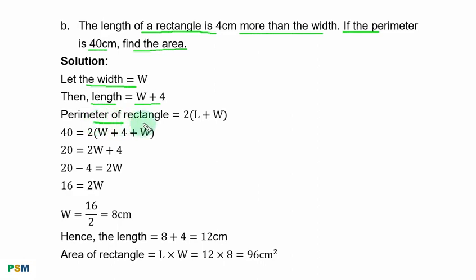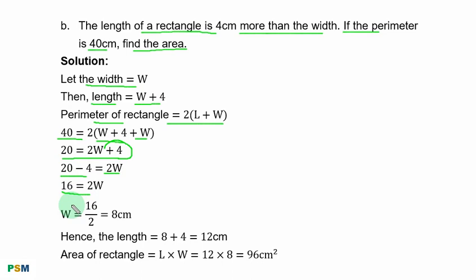Perimeter of rectangle is equal to this. It is given as 40, so you have 40 equal to 2 bracket open, the length is W plus 4, the width is W. You have 20. If you divide through by 2, you have 20 equal to 2W plus 4. Transfer 4 to the left. You have 20 minus 4 equal to 2W. You have 16 equal to 2W.